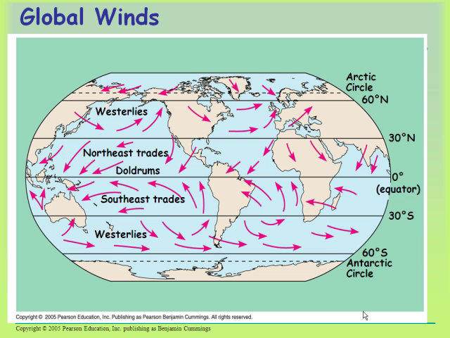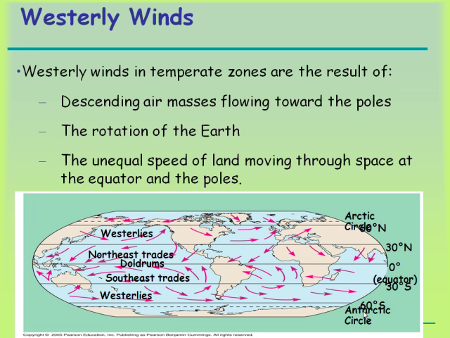And then the westerlies down here, westerlies here. This is what affects our weather in the United States. Our storms come from the west. Okay? So westerly winds in temperate zones are the result of descending air masses flowing towards the poles, as you can see here. And if the Earth wasn't rotating, these air masses would go straight across. But since it's rotating, they are curved. And the unequal speed of land moving through space at the equator and the poles results in these winds.